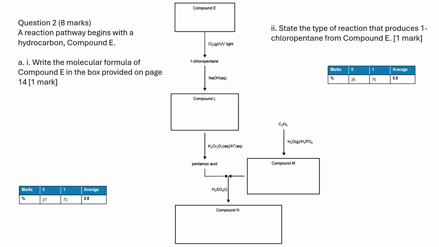The reaction pathway begins with compound E, a hydrocarbon, and finishes at compound N. Compound E reacts with chlorine to form 1-chloropentane. This happens because it's a substitution reaction where a hydrogen atom on E is swapped for a chlorine atom. This means compound E is pentane, C5H12.